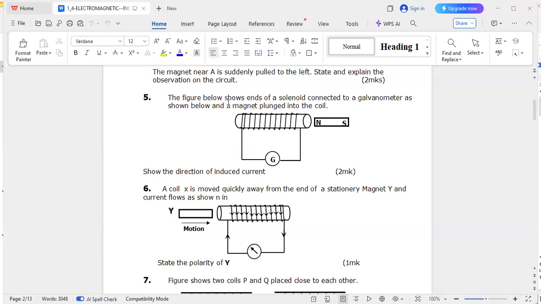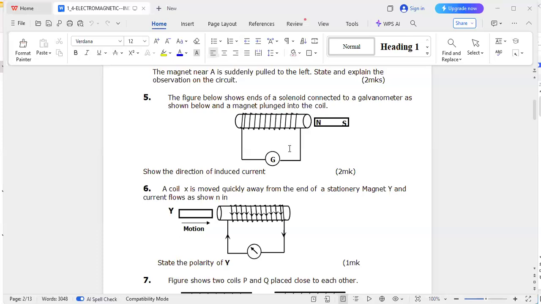Number 5, the figure below shows the ends of a solenoid connected to a galvanometer as shown below. A magnet is plunged into the coil. That means the magnet is coming in. Show the direction of induced current. So you need to find out from Lenz's law.